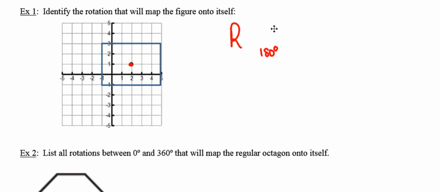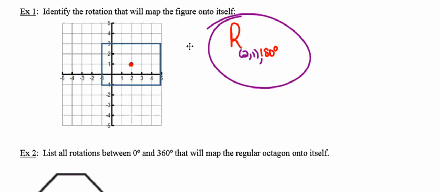So I know that my rotation is going to have to be 180 degrees, either clockwise or counterclockwise, it doesn't matter. But also recall that when we identify a rotation, we need to include not only the number of degrees, but also the point about which that rotation occurs. So we want that rotation to occur about the center of this rectangle, or in other words, the point whose coordinates are (2, 1). So again, the big idea here is that we have to identify the point about which we're going to rotate the figure and the number of degrees that we're going to rotate it.